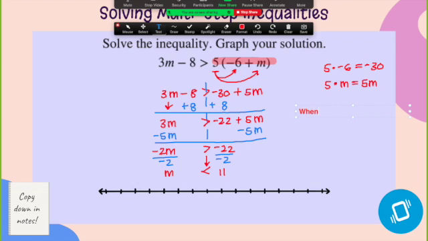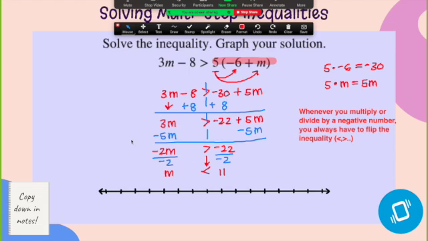So whenever you multiply or divide by a negative number, you always have to flip the inequality sign, which is the less than or greater than sign. Gotta flip it. Okay.